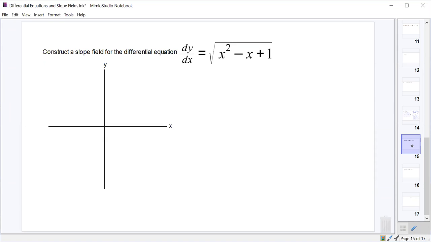Anybody have any questions? Do we conceptually understand what it is we're doing? Yeah, we're drawing lines. We're drawing lines, but that's not conceptually what we're doing. That's physically what we're doing.